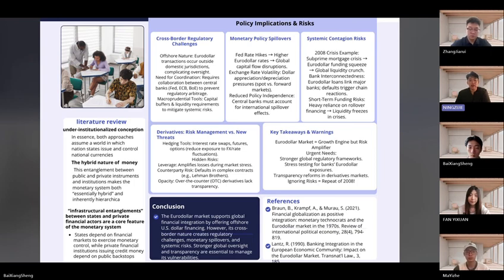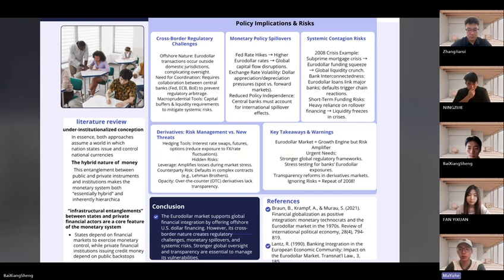Okay, next page. For right now, let me talk to you about the policy implications and risk cases. So the Eurodollar market fuels global finance, but its offshore nature creates unique risks. The first one is regulatory gaps. Transactions occur outside any single jurisdiction. We need stronger coordination between central banks to prevent arbitrage.